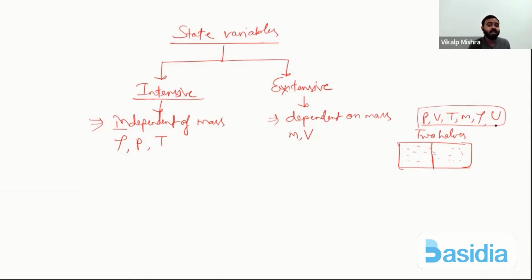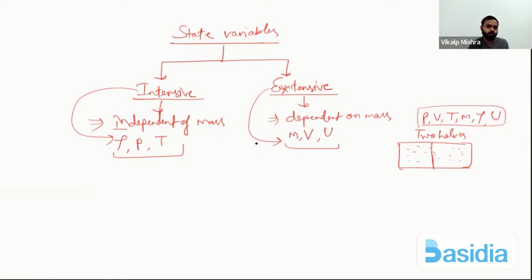Similarly, internal energy will change. It is dependent on mass. Internal energy is what? Internal energy is the sum of kinetic energy of molecules. So molecules will become half. Internal energy will change. Simple. Okay, so these are independent of mass. So these are intensive properties or intensive state variables, and these are dependent on mass. So these are extensive state variables.